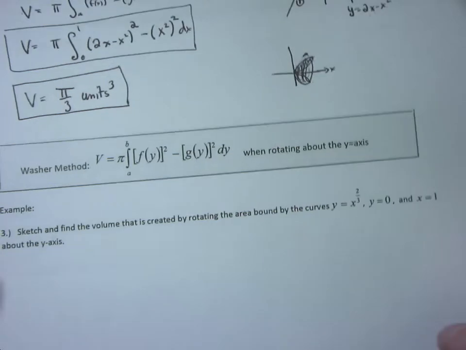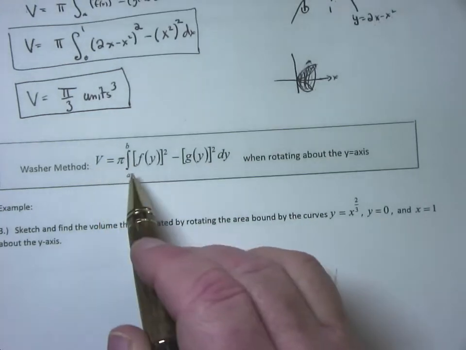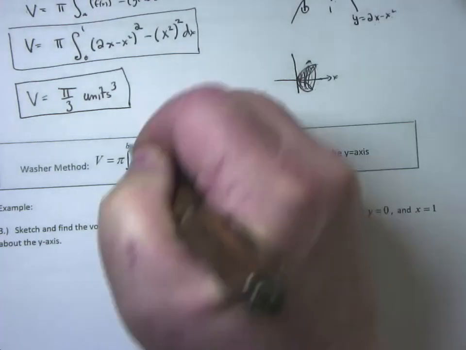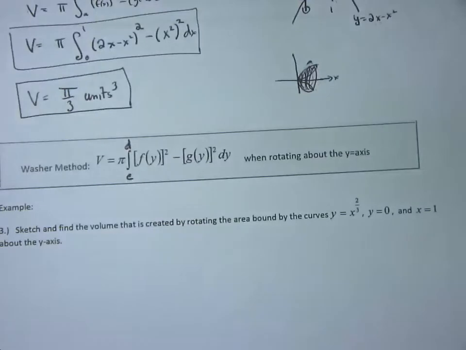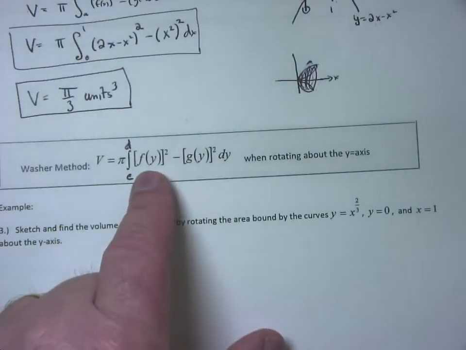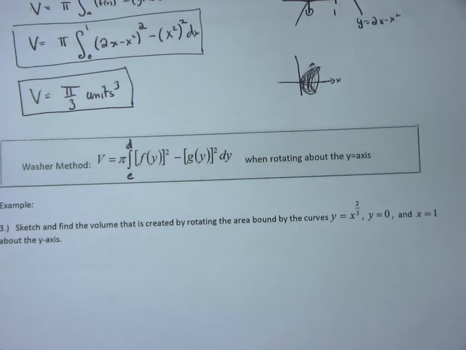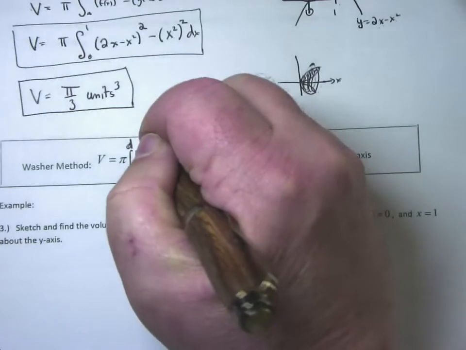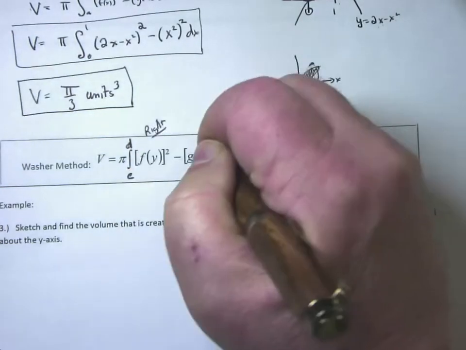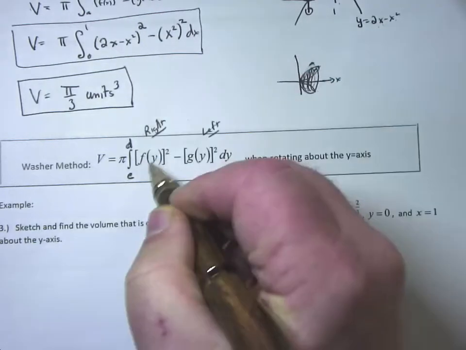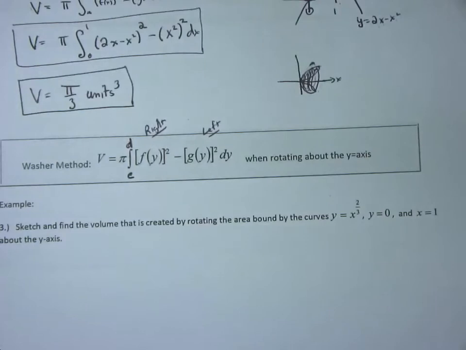In terms of this problem, the washer method volume is equal to pi times the integral from, I'm going to call it C to D, because I want to change the letters a little bit. C to D should remind you these would be y coordinates, of f of y squared minus g of y squared dy. So again, trying to make the connection from what we did before to now, f of x was on top, g of x is on bottom, f of y is on right, and g of y is on left. So it's going to be right squared minus left squared dy. There's a pattern here. When I'm doing the disk washer method, if I've got a dx, I'm rotating around the x-axis. When I've got a dy, I'm rotating around the y-axis.